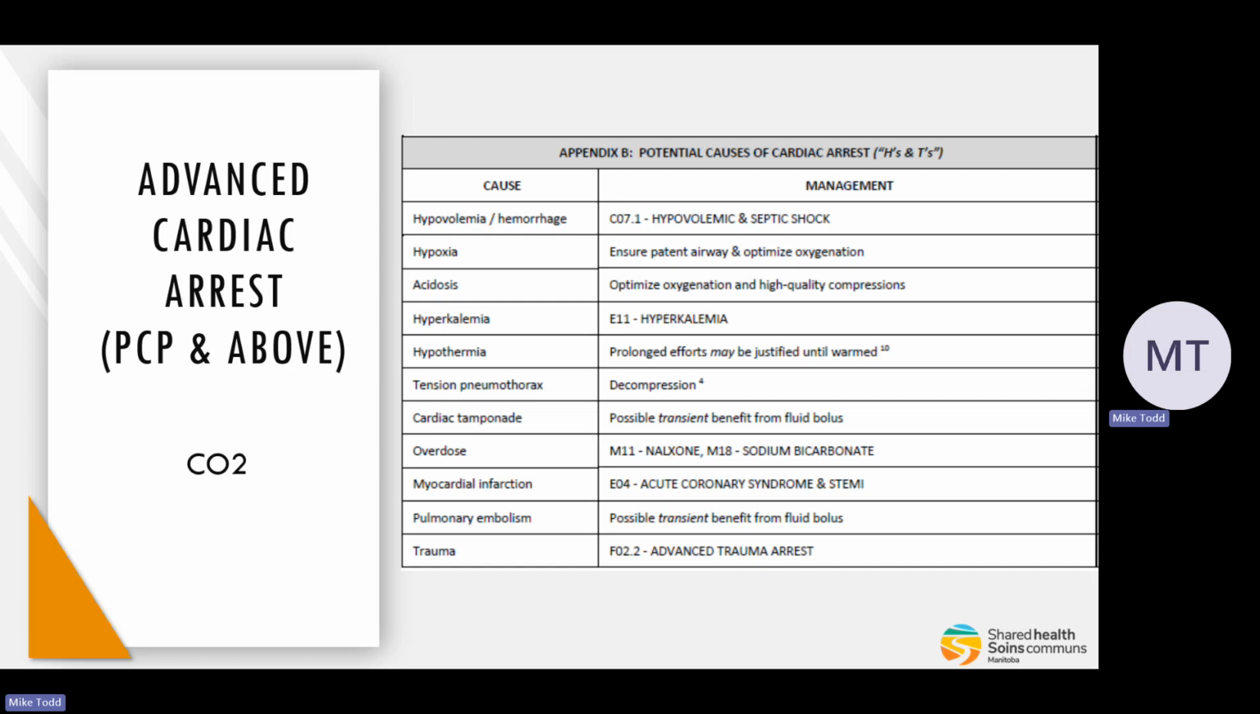Pulmonary embolism. So we could try a fluid bolus just to increase the pressure in the lungs to get more perfusion. And with the trauma, we can reference the new F02.2 advanced trauma arrest.